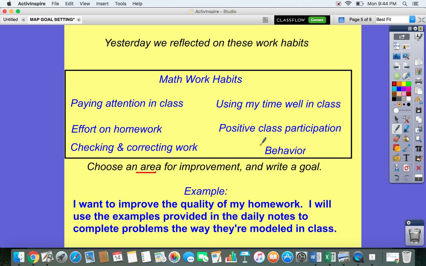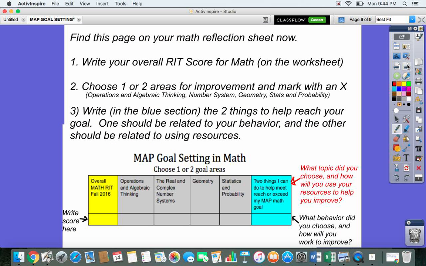Okay, now you may be wondering, what are you going to do with those 2 goals after you write them? And this is where your reflection sheet comes in. So when you're done watching the video, what I'm going to ask you to do is go to the last page of your math reflection sheet that you started working on yesterday. And you're going to find this MAP goal setting in math.